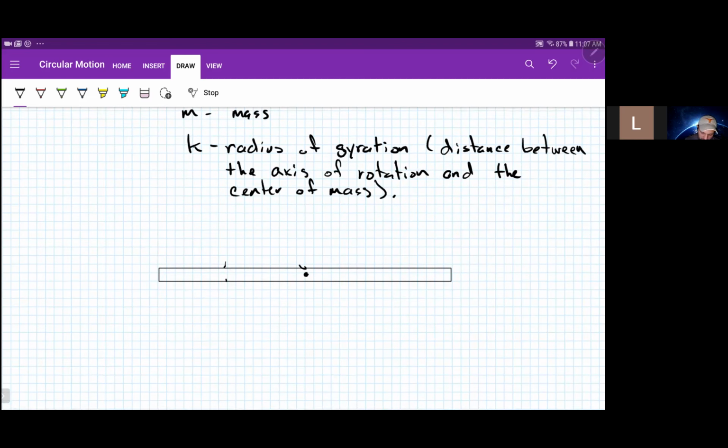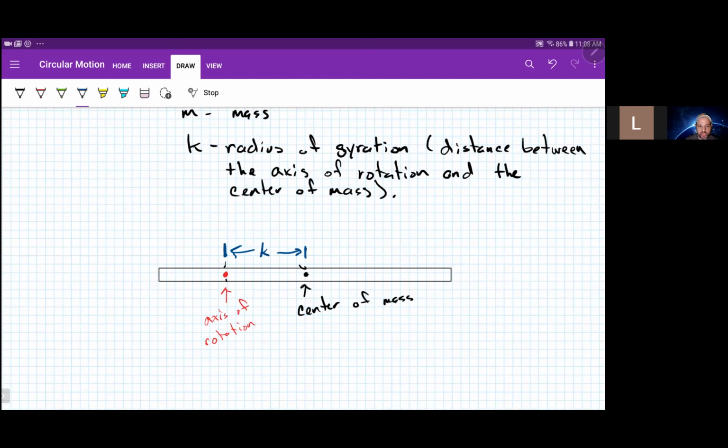All right, so center of mass here. And over here, I'll say this is my axis of rotation. Right, so the distance between those two is my K. All right, that's it. That's K.